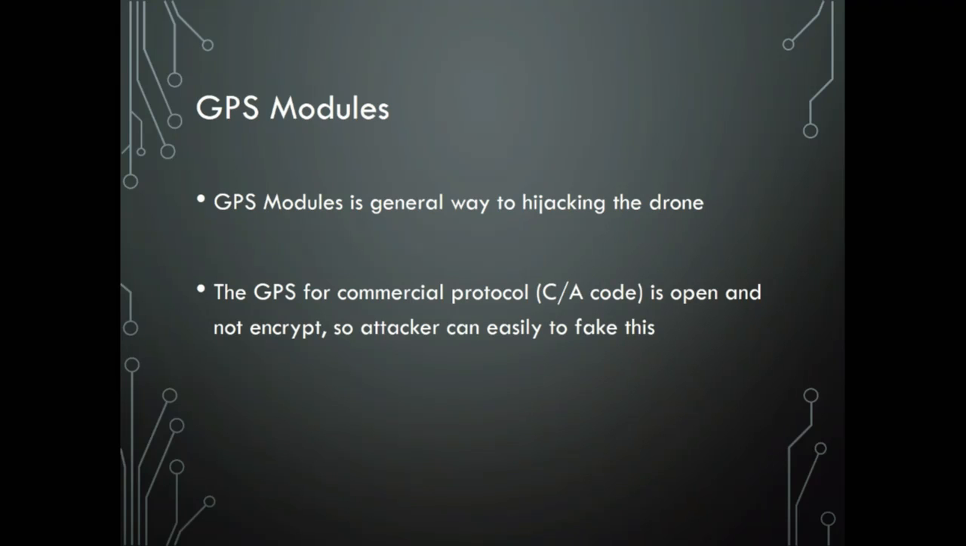The GPS module is a general way to hijack the drone, and the GPS protocol is not encrypted. GPS protocol, if used for commercial, is not encrypted. It's called C/A code. It's for commercial. They have another GPS protocol called P code. P code is for military, so normal commercial users cannot use this encrypted channel. So for every commercial usage, the GPS is easily attacked by an attacker. An attacker can easily fake this.